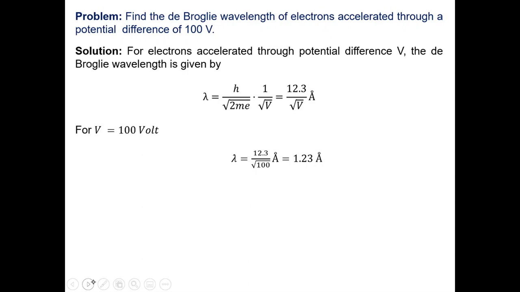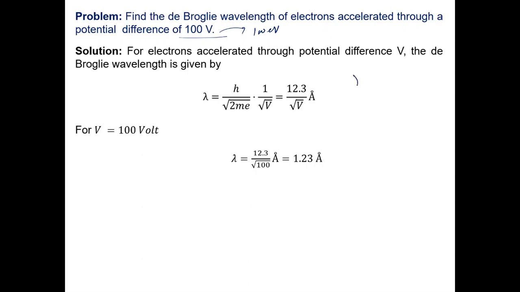Now it's the same problem again. In this case, you have to find the De-Broglie wavelength of an electron accelerated through a potential difference of 100 volts. And if it is 100 volts, then the corresponding energy is going to be 100 electron volts. And we have seen this earlier.